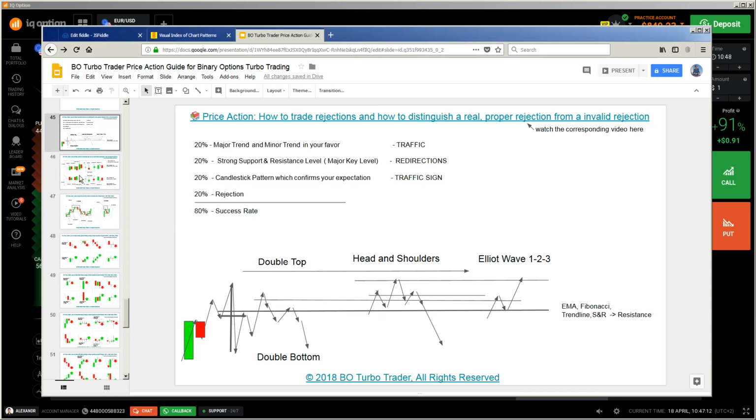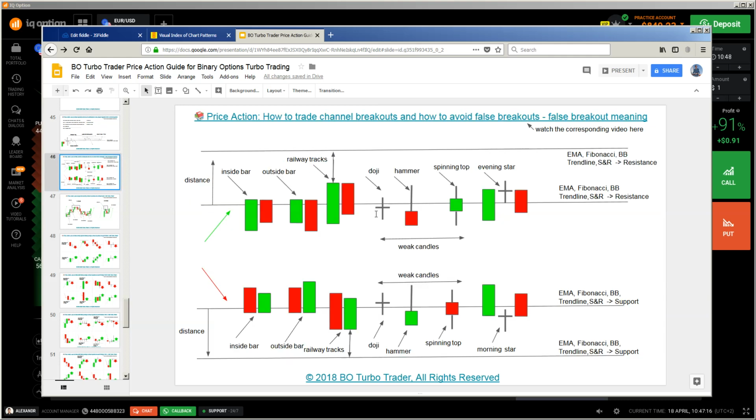So, okay, let's see. Then that kind of fake breakout, which will occur often. You will often get a fake breakout. Something like this could also be a fake breakout of the 200 EMA, which is really common.